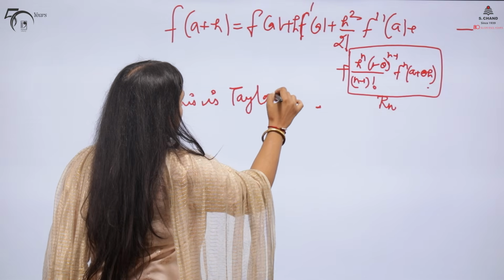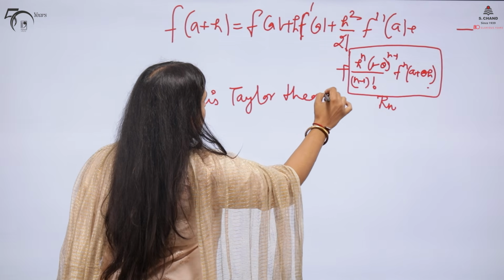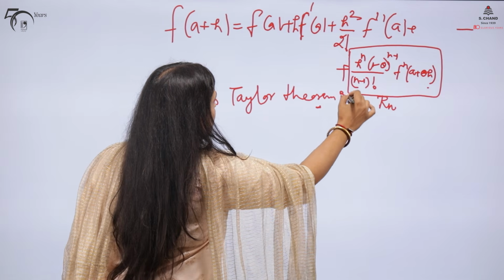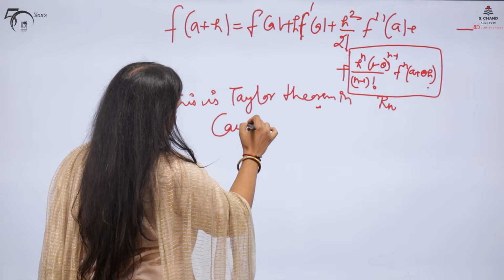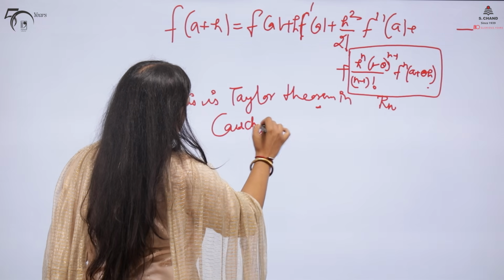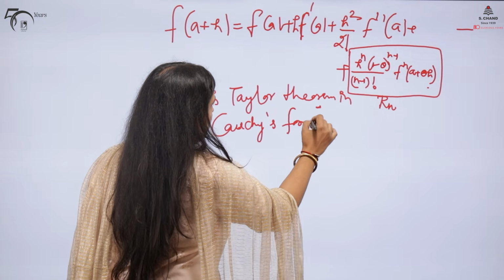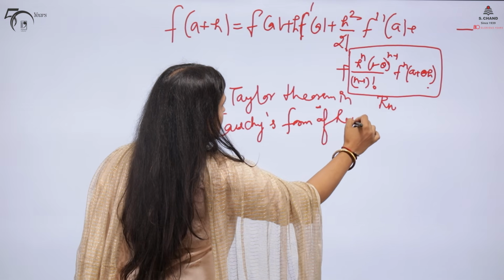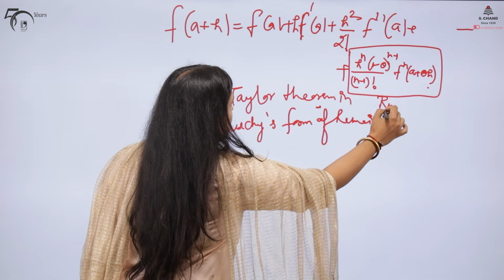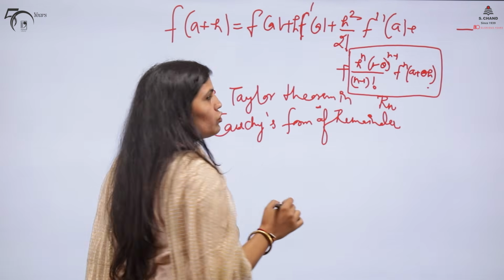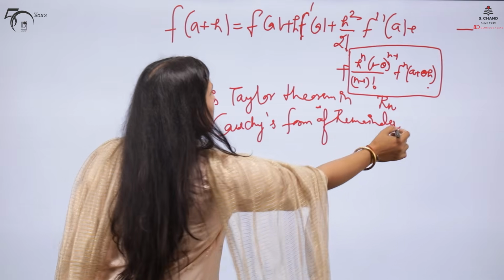So this is Taylor's theorem in Cauchy's, C-A-U-C-H-Y, Cauchy's form of remainder. Anyhow, the first one is most common, which we use.